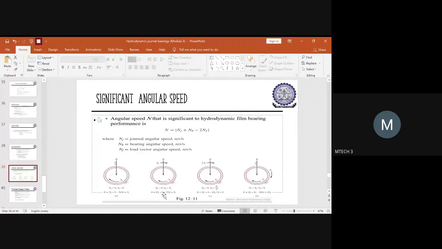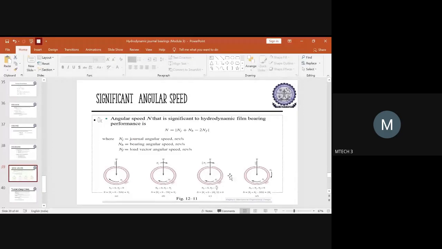So you'll substitute back in the equation. You write the angular speed of the journal as NJ, and the angular speed of the load vector as NF, multiplied by 2. But you don't know the value of the angular speed of the bearing, so this value will be 0. Finally, the angular speed N will be equal to Nj minus 2 times Nf. This is the value we get when you have the known values for the journal as well as the load vector angular speed.